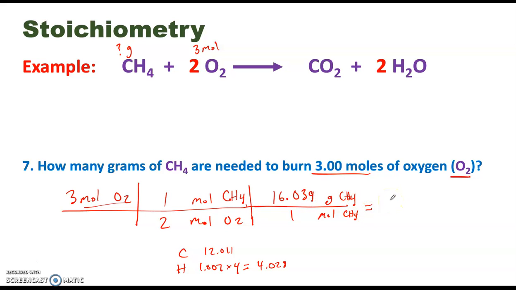Okay, so now at this point I've got everything set up. 3 divided by 2 times 16.039, and I get, to 3 sig figs, 24.1 grams of methane.